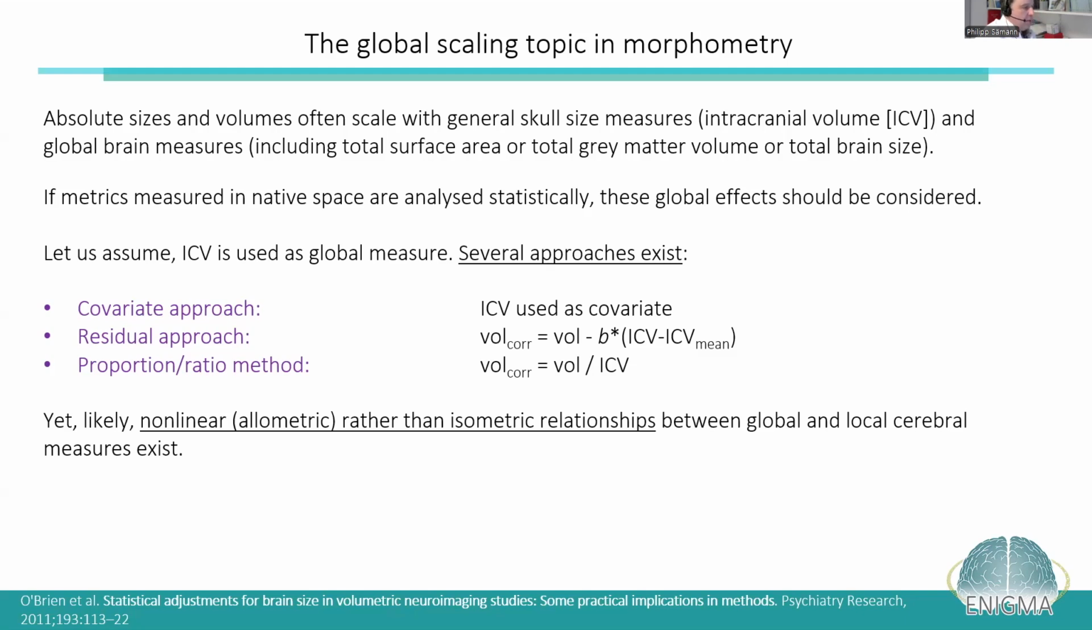We should also take into consideration that all these approaches assume a linear correlation between your local feature and ICV, whereas these relationships also contain non-linear or allometric relationships.